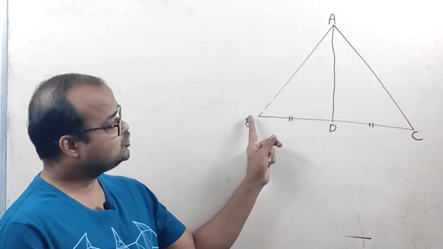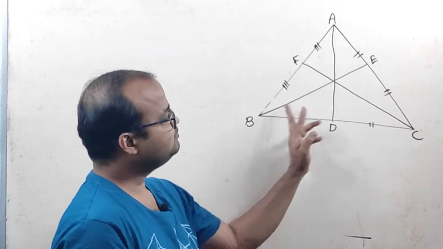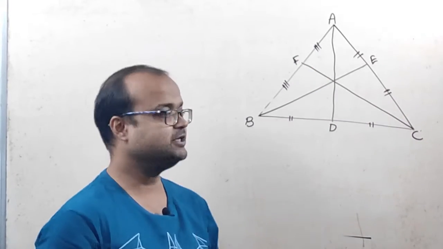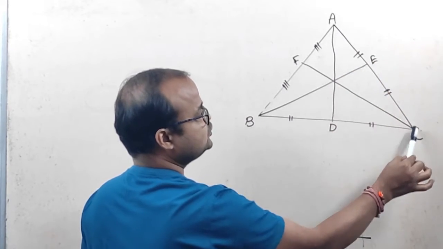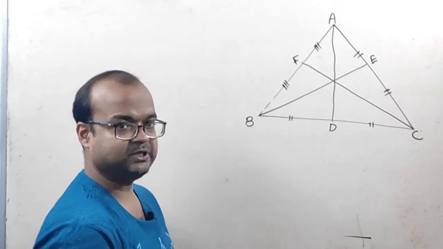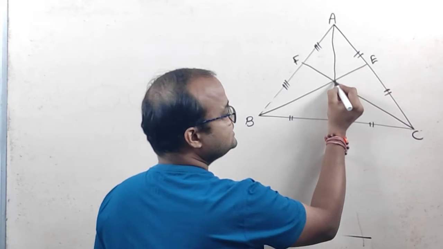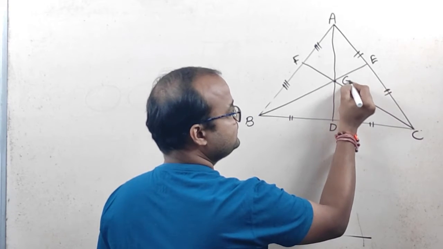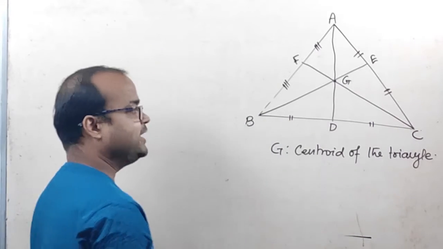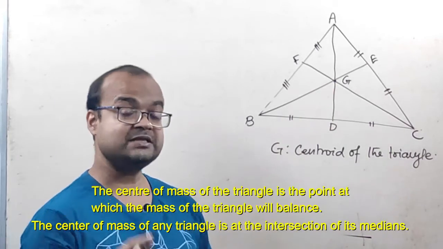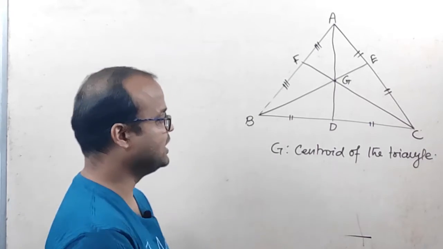So we can draw three medians in a triangle. Here AD, BE and CF are three medians, and here BD equals DC, AE equals EC, AF equals FD. These three medians intersect at a point. This is represented by G and G is called the centroid of the triangle. This is also known as the center of mass. In physics, we refer to this point as the center of mass.